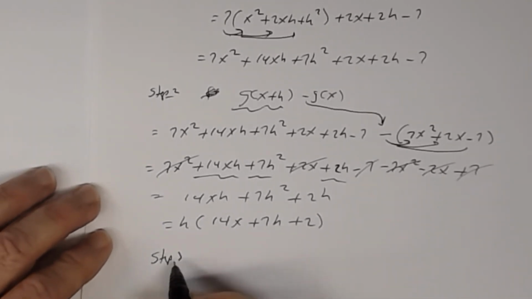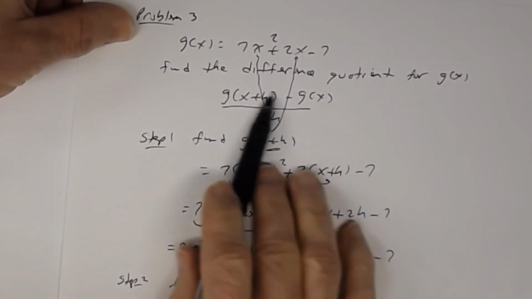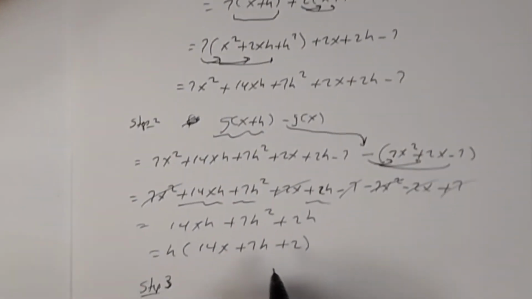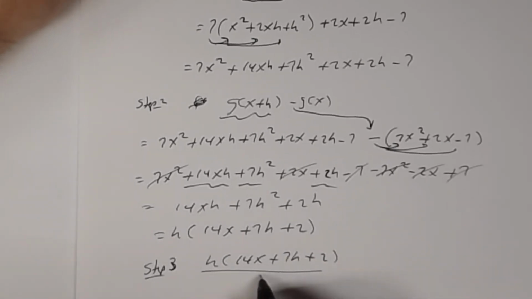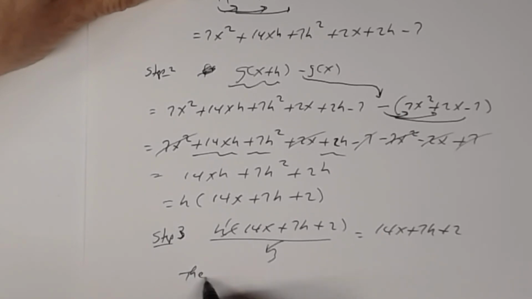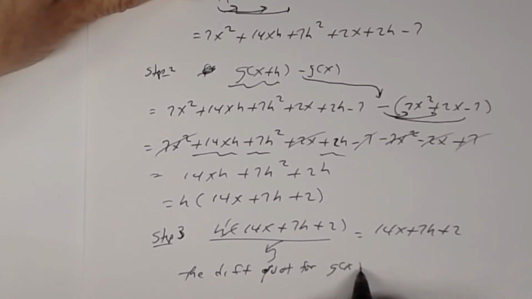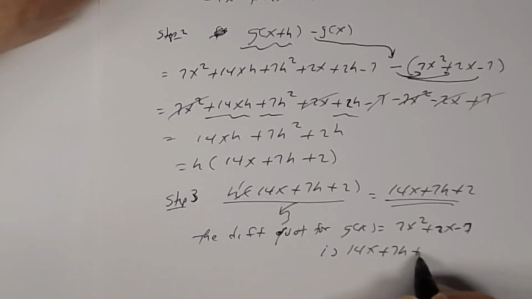Step 3 is where you now find your difference quotient. So step 3, this is step 2 right here, divide by h. So it's this right here, 14x plus 7h plus 2 divided by h. These divide out, and that's your answer, 14x plus 7h plus 2. So the difference quotient for g of x, which equals 7x squared plus 2x minus 7, is this right here. So it is 14x plus 7h plus 2.